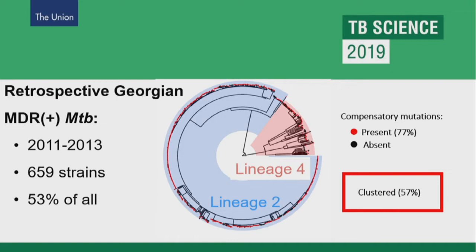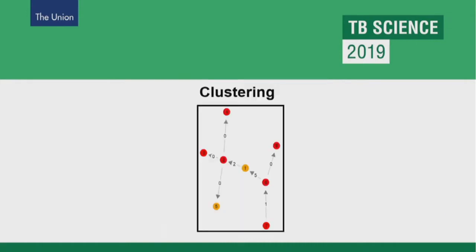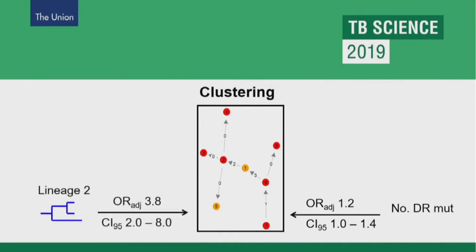Nevertheless, we went ahead and tried to identify risk factors for clustering, which is a proxy for ongoing transmission of multi-drug resistance in Georgia. And so these are the results of multivariable analyses adjusted for age, sex, and previous TB. One factor was just the number of drug-resistant mutations, not a very strong effect. Lineage 2 popped up as quite a strong risk factor, so MDR strains that are lineage 2 are more likely to transmit. This was already known.